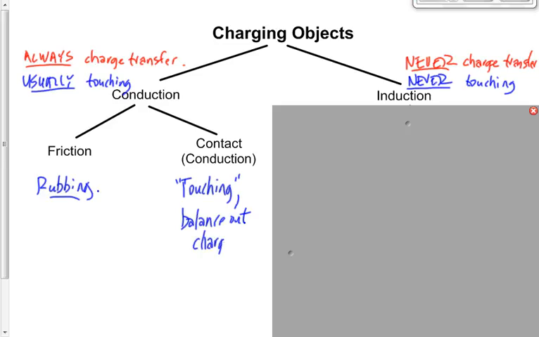We've already talked about this a little bit, right? A couple days ago when we did the law of conservation of charge. One was neutral, one was -10. Touch them together, they become -5 and -5. That's charging by contact, charging by conduction.